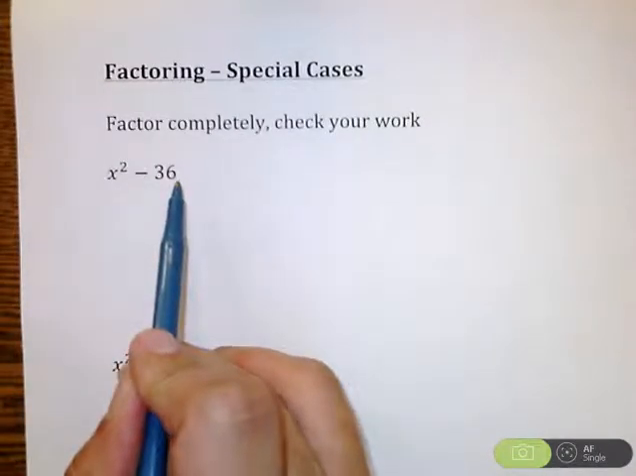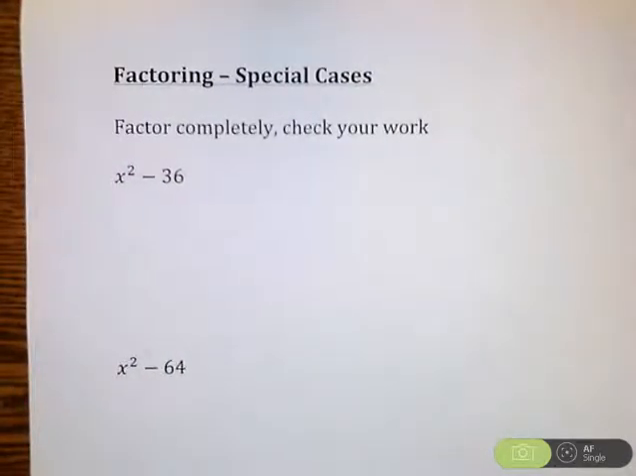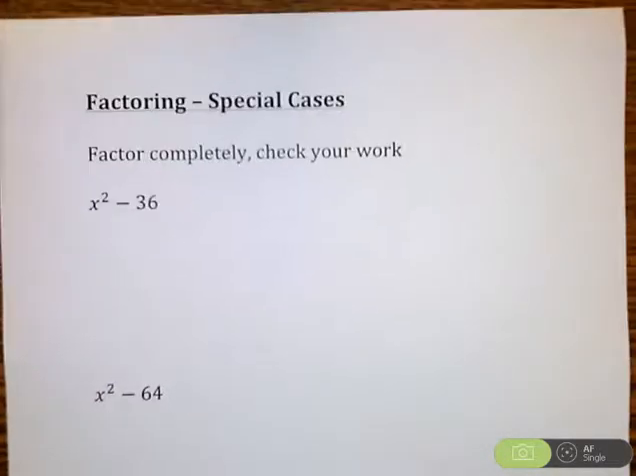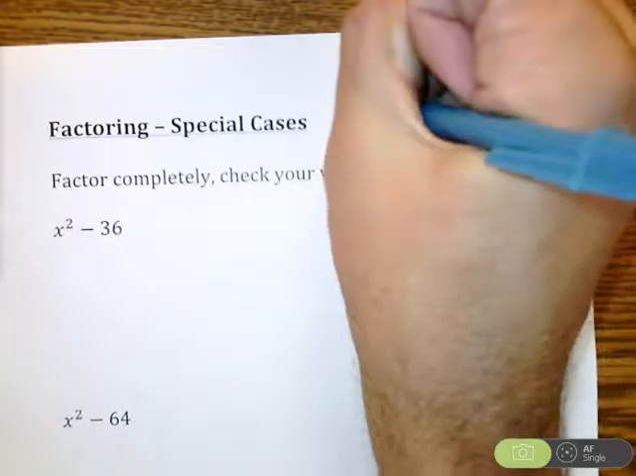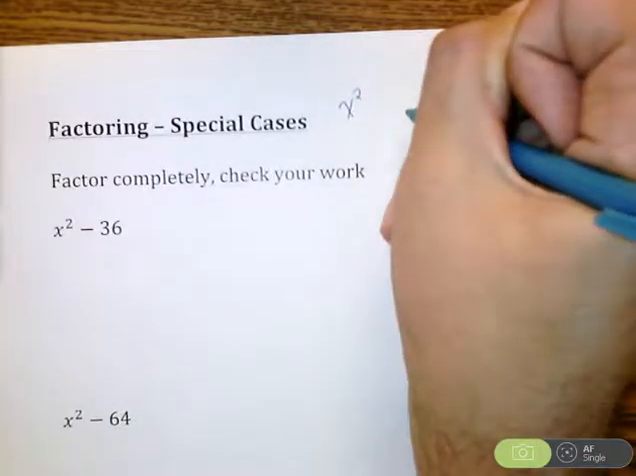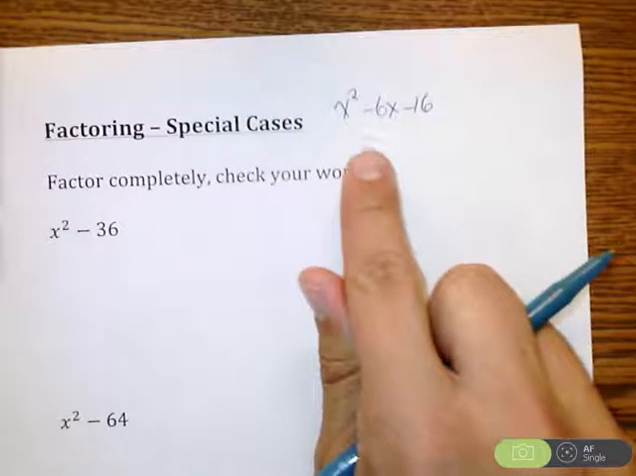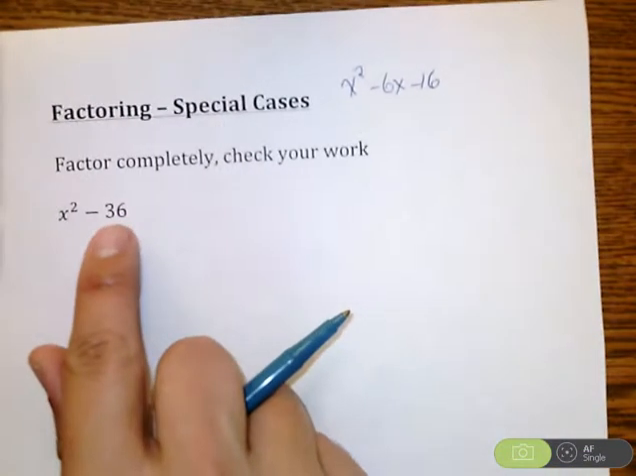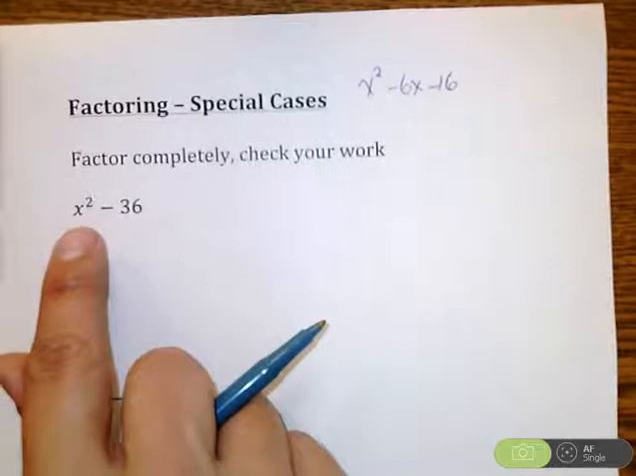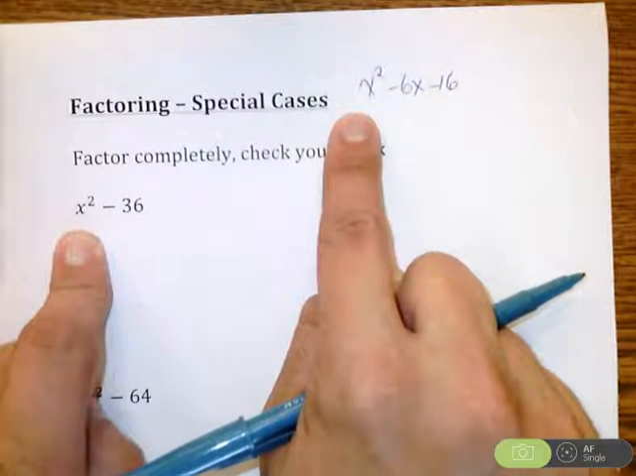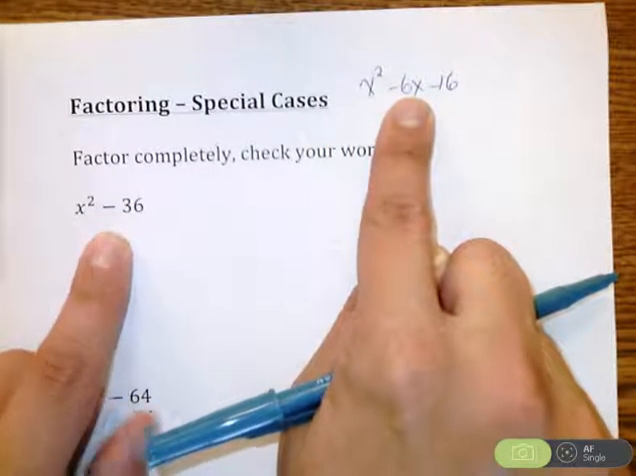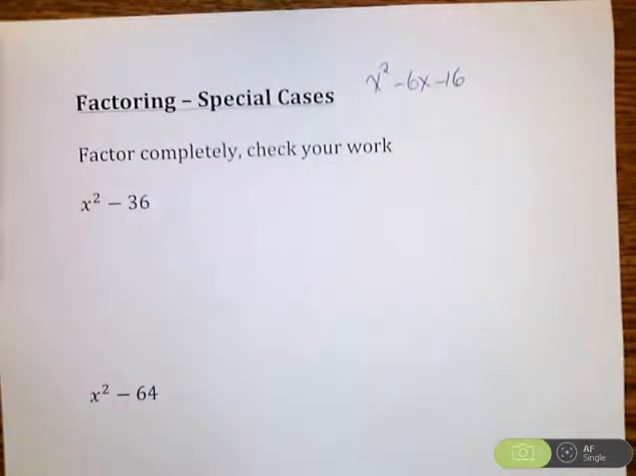So I have x squared minus 36. Now in previous videos, we have usually had three terms, like x squared minus 6x minus 16. There's usually three terms. Well, in this one, there's only two. There's only that first term and the back term. So a lot of people are like, what do I do?